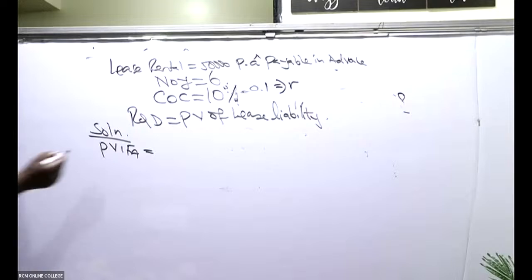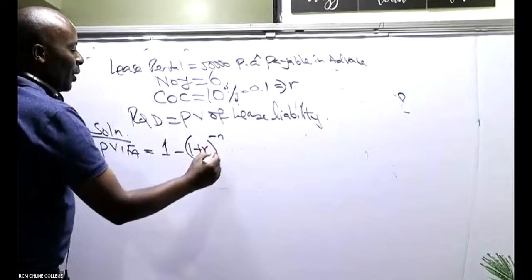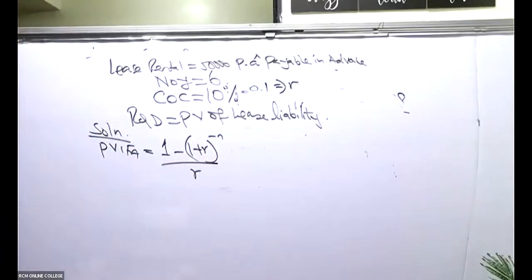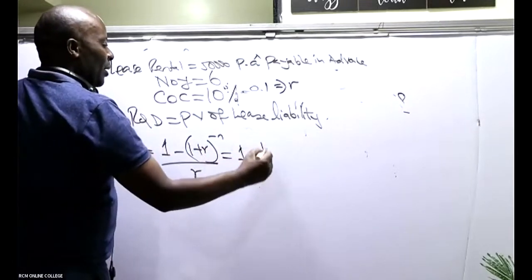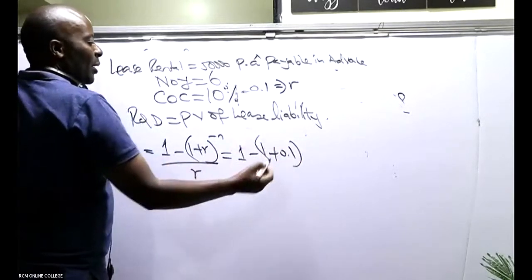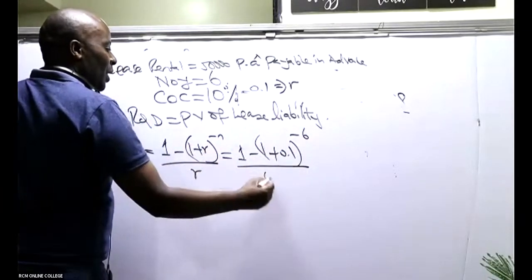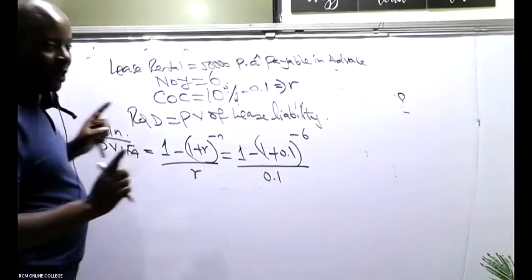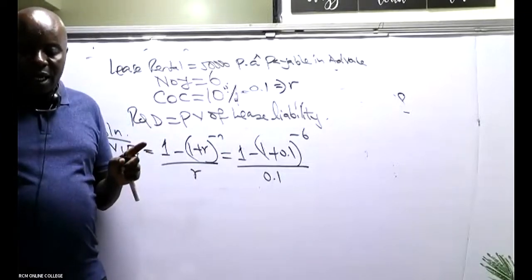So my PV here will be 1 minus this simple formula, and then we divide everything by R. So now remember that this will be 1 minus (1 plus 0.1), because R is 0.1, raised to minus 6, and then we divide everything by R, which is 0.1. Everybody should ensure that you are able to get this using our calculators.